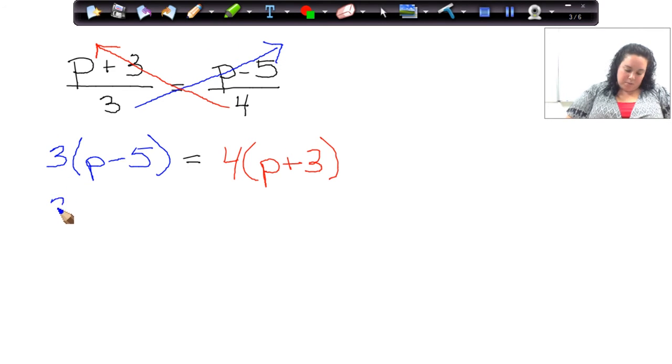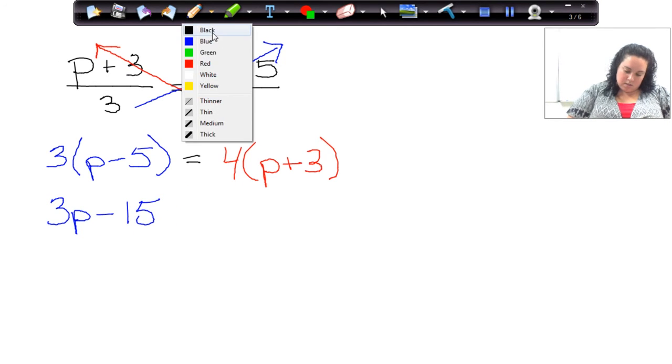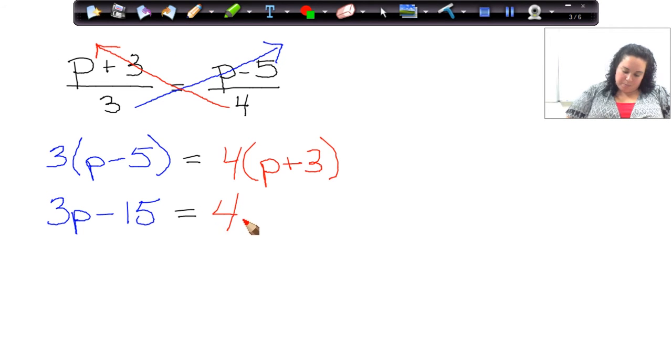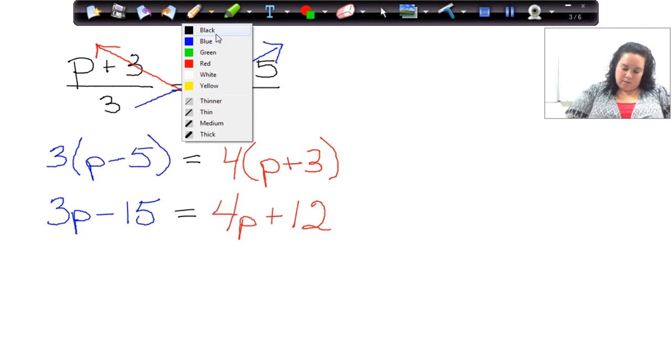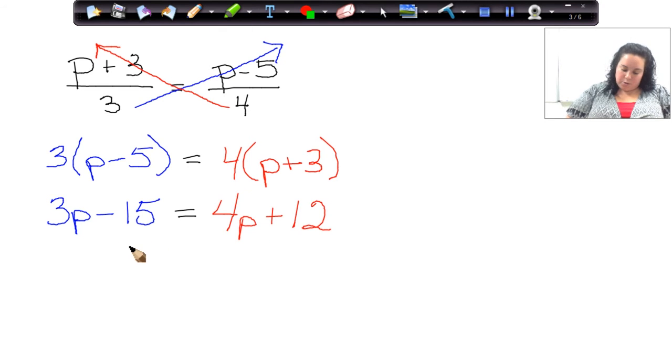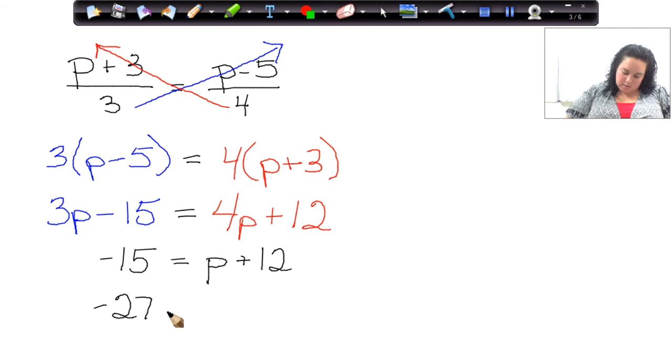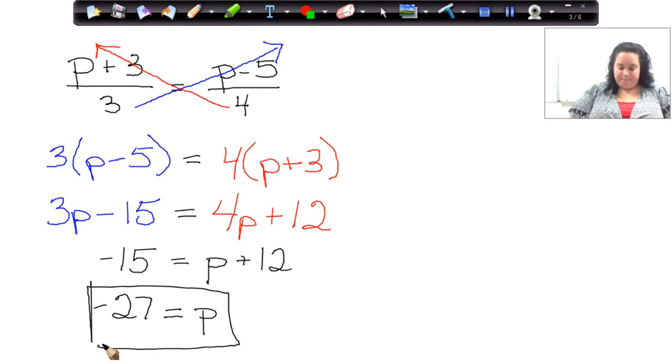So we can distribute the 3p minus 15 equals, and we can distribute the 4p plus 12. And then from there we can definitely solve it, no problem. So let's subtract 3p from both sides. And let's subtract 12 from both sides. And then we are done.